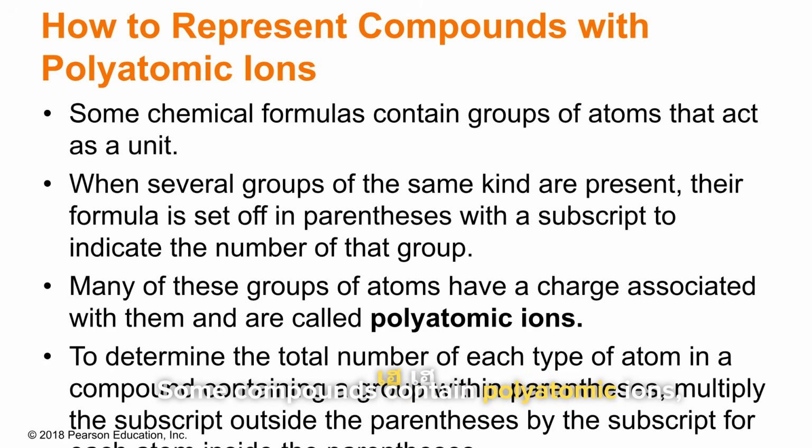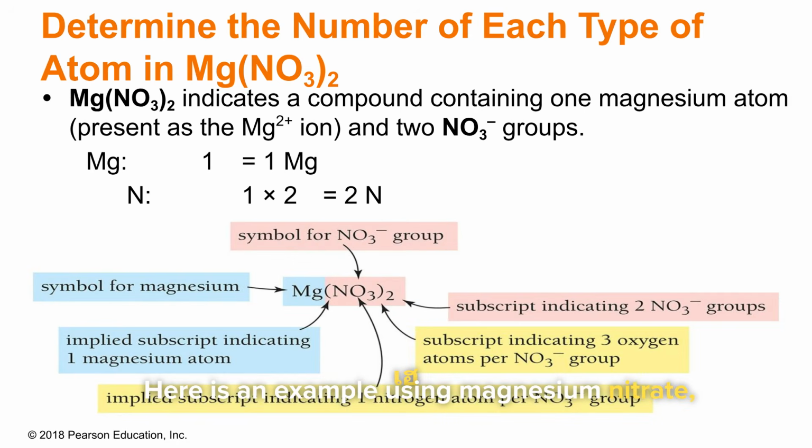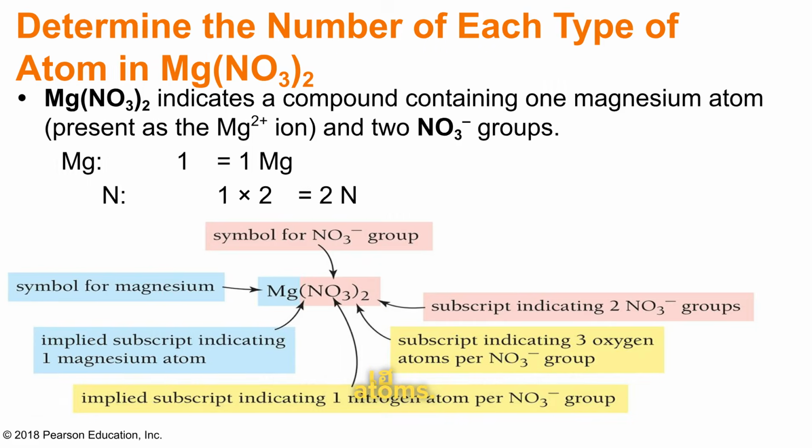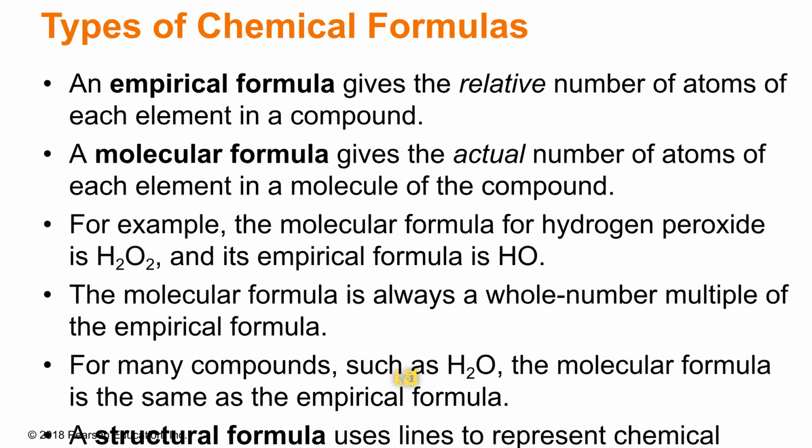Some compounds contain polyatomic ions, which are groups of atoms that function as a single unit. When more than one of these groups is present, we use parentheses followed by a subscript to indicate the count. To find the total number of atoms, simply multiply the outside subscript by the one inside. Here is an example using magnesium nitrate, Mg(NO3)2. This formula indicates one magnesium atom and 2 nitrate groups. By distributing the subscript of 2, we can determine the exact count of each atom: 1 magnesium, 2 nitrogen, and 6 oxygen atoms.